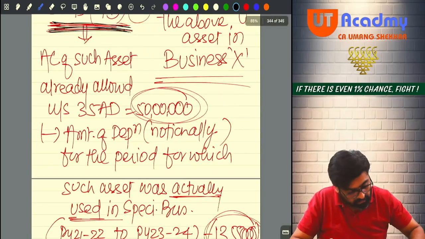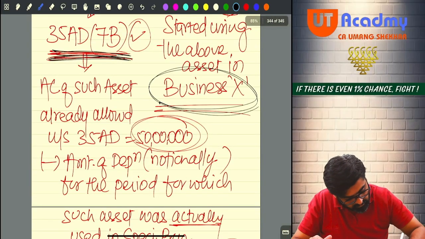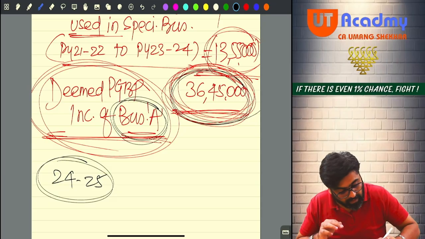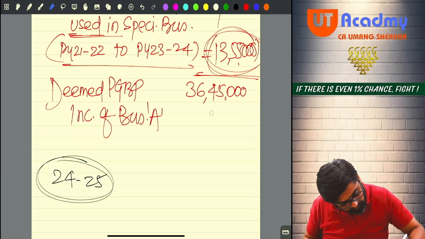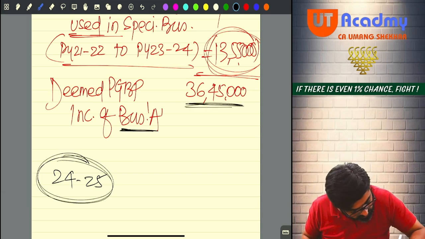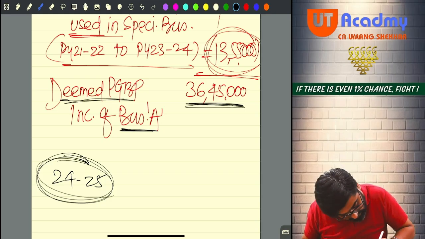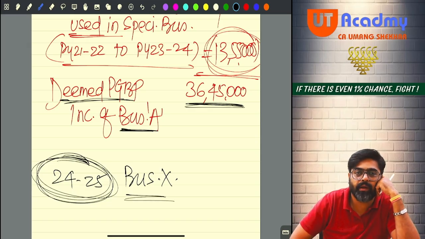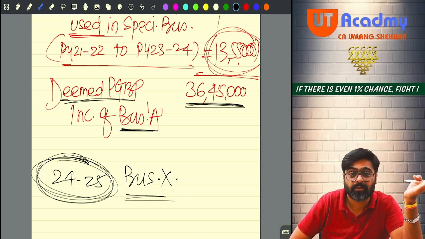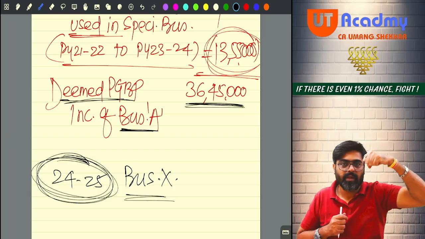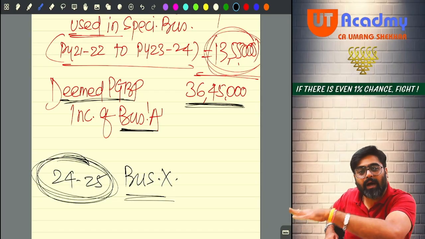Where is that asset? Now that asset is in your business X. Now in 24-25, what will happen? In 24-25, in your business A, you will show this amount as your deemed PGBP income. But in that same year, in your business X, now the asset will come. Now in business X, the asset is coming. You are taking the asset out of business A in 24-25 and now taking this asset in your business X, another business.